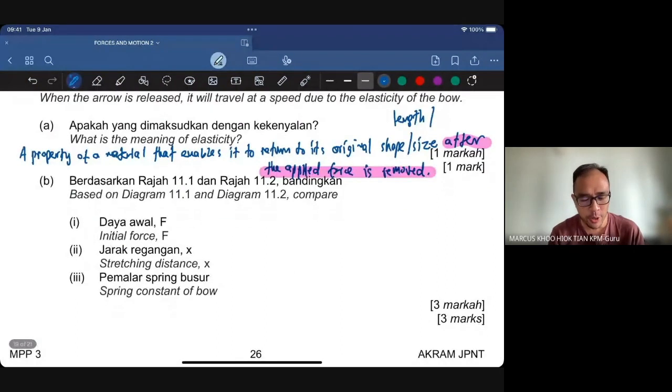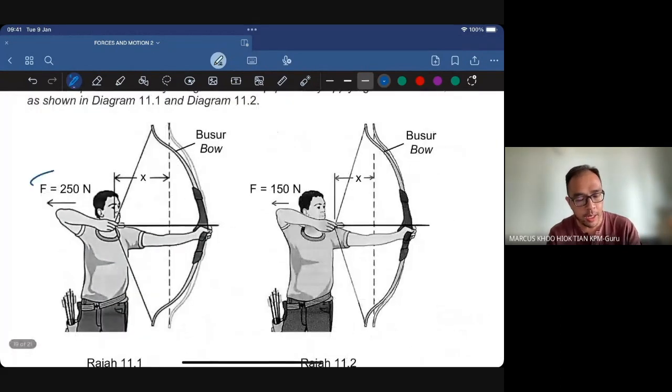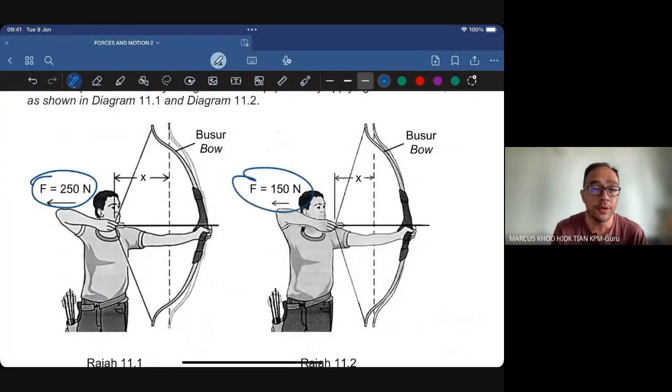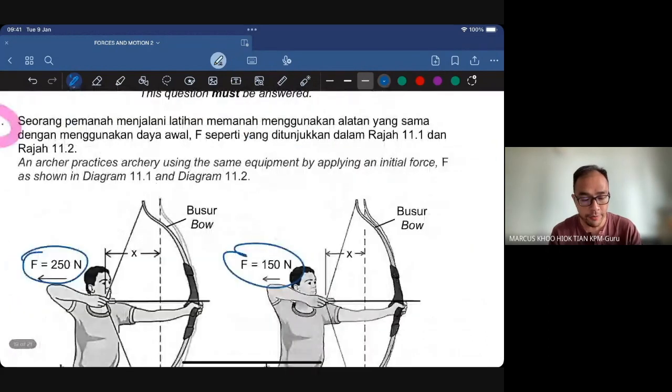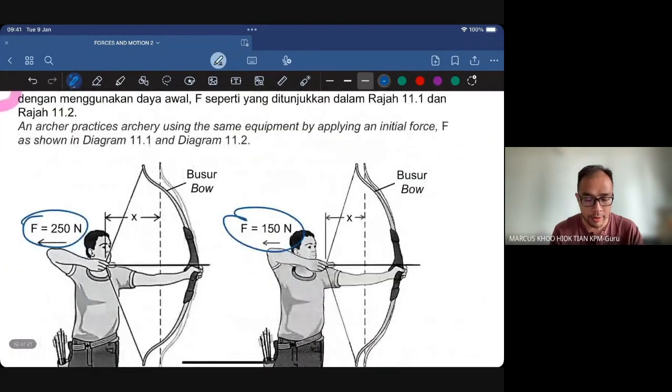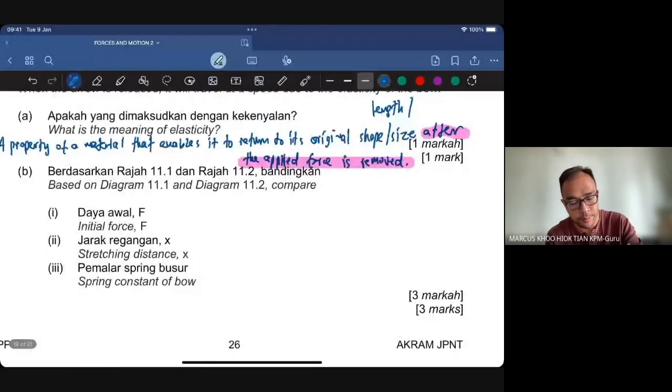Diagram 11.1, 11.2: compare the initial force, stretching distance, and spring constant of the bow. Force is quite easy. One is 250, one is 150. So the initial force F in 11.1 is bigger than in 11.2.